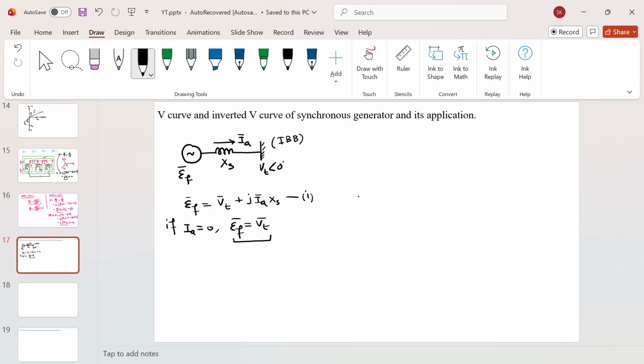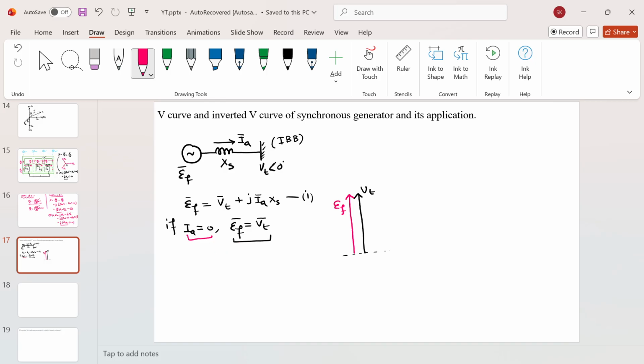Let's say you have this terminal voltage or the bus bar voltage. It is my VT. My EF will also be the same one. Okay. So my EF will be like this. So they are the same in magnitude, and the same in phase. So this is the condition. My EF and VT are both the same, but my armature current is 0. Now tell me one thing.